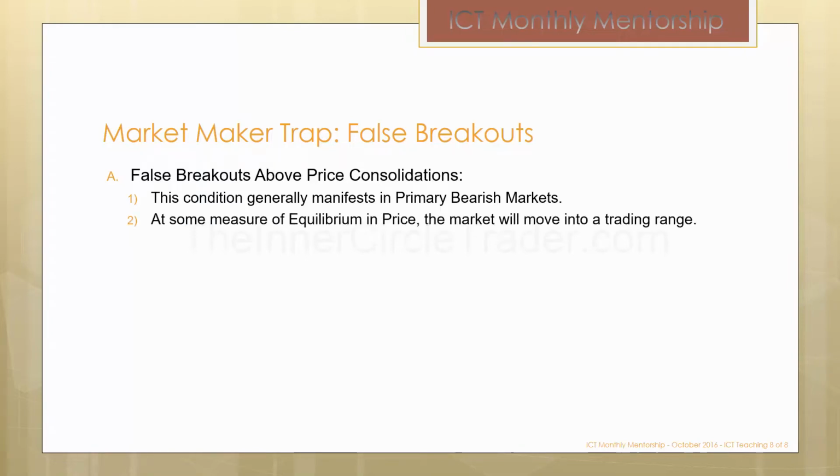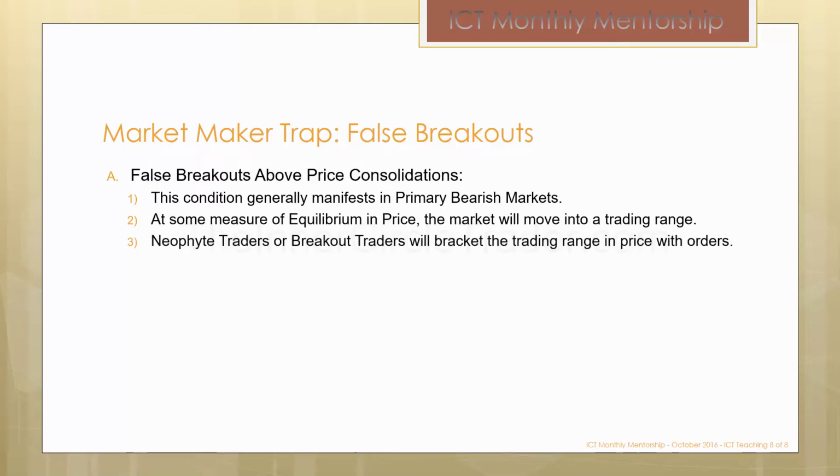At some measure of equilibrium in price, the market will move into a trading range. Neophyte traders or breakout traders will bracket the trading range in price with orders. That means they're going to have buy stops to break out on a buy above the old highs, or sell stops below the old lows to sell short a break below the old lows.